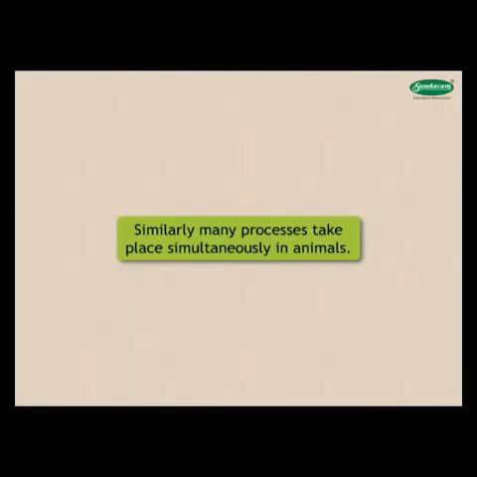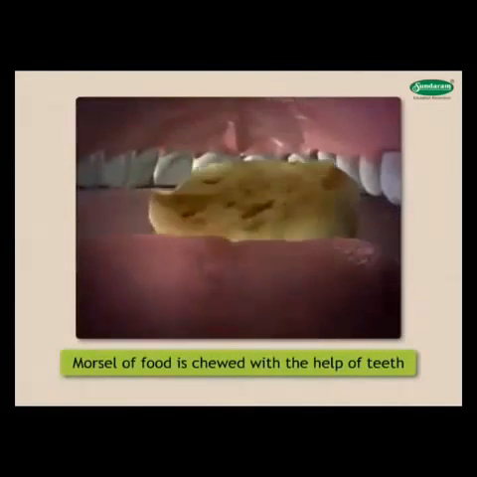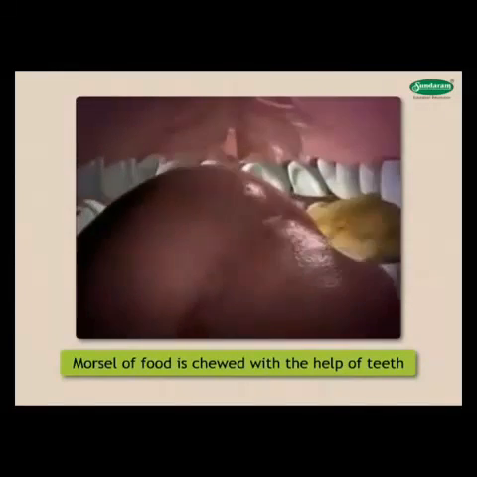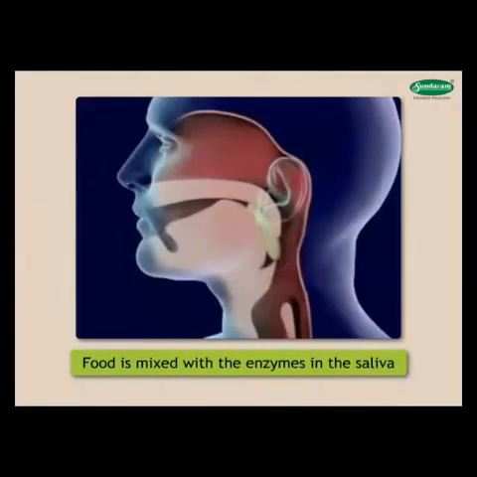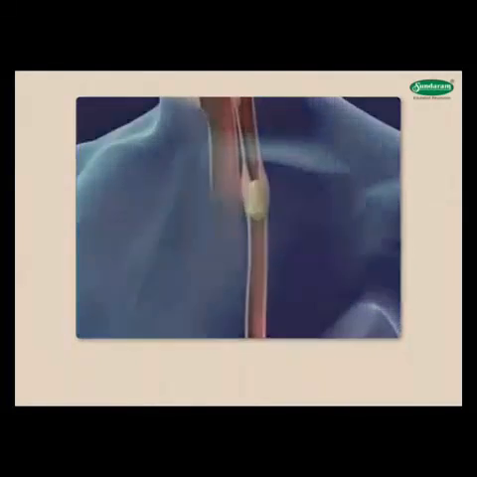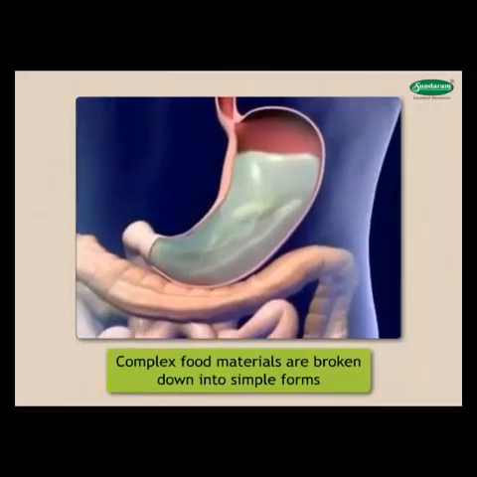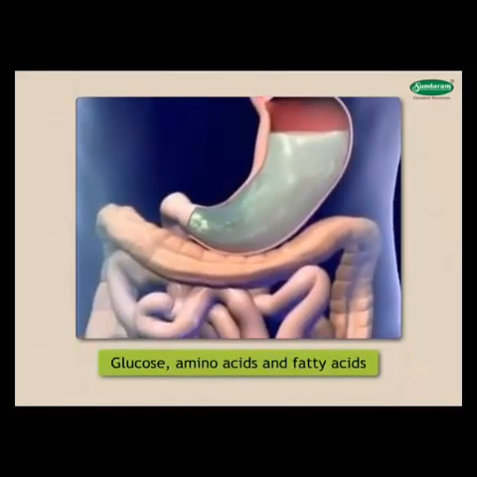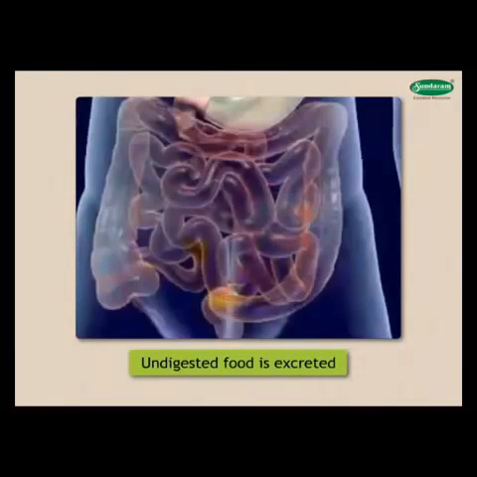Similarly, many processes take place simultaneously in animals. Man sees food, hands pick it up and put it into the mouth. The morsel of food is chewed in the mouth with the help of teeth and assisted by the tongue. The food is mixed with the enzymes in the saliva secreted by the salivary glands. The food is sent to the stomach for further biochemical reactions, and the complex food materials are broken down into simple forms such as glucose, amino acids, and fatty acids. The digested food is absorbed into the blood and the undigested food is excreted.